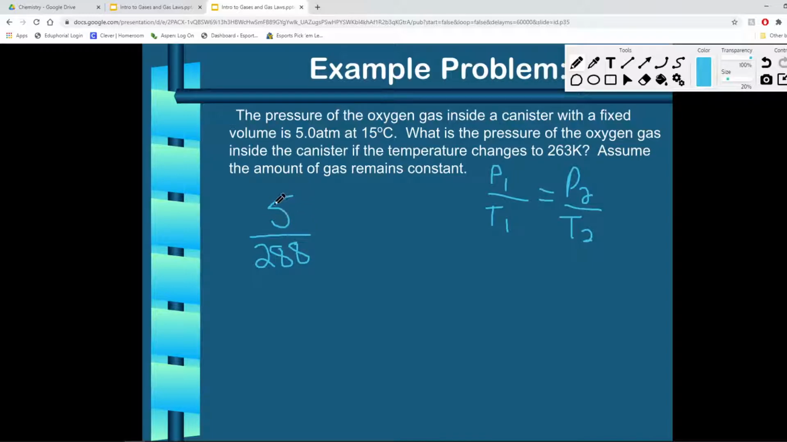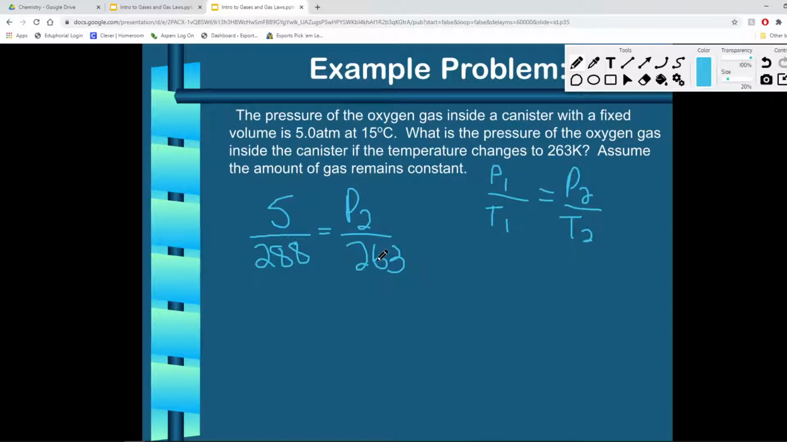So we've got our initial pressure over our initial temperature. We're going to say that's equal to our final pressure that we don't know. That's what the question is asking about: the pressure of the oxygen gas once the temperature is 263 degrees Kelvin.